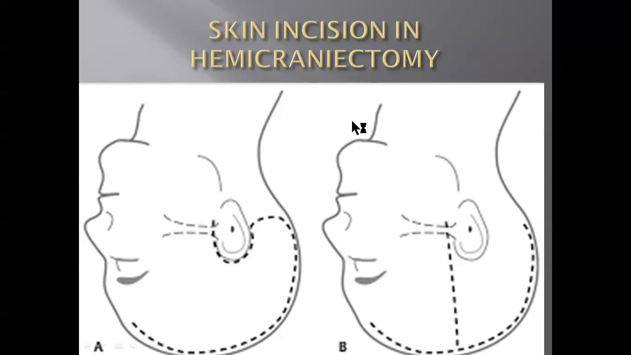Again, here we can see the skin incision for the hemicraniectomy. Two skin incisions can be done. One is over here, so we will start from here, inside here in front of the tragus. This distance should be less than 1 centimeter.